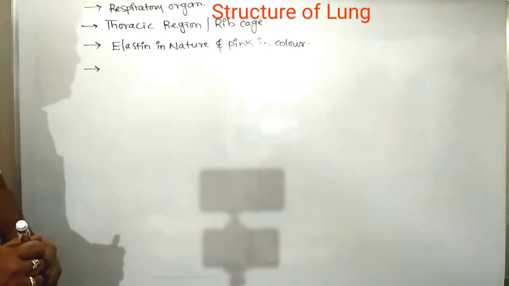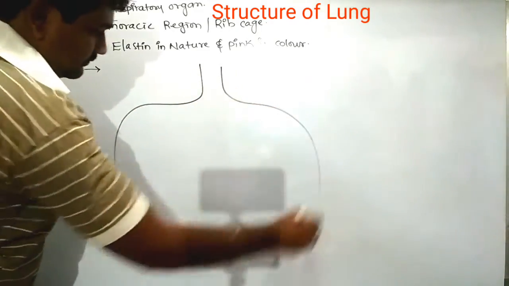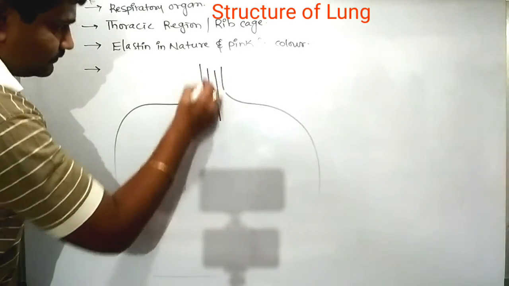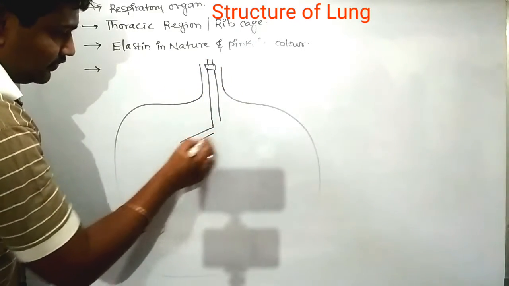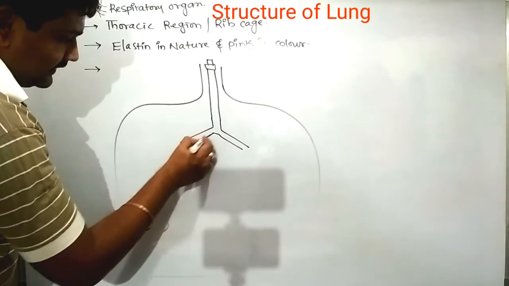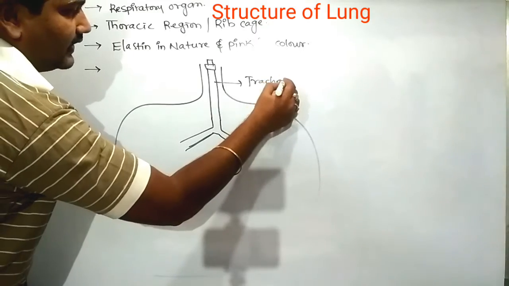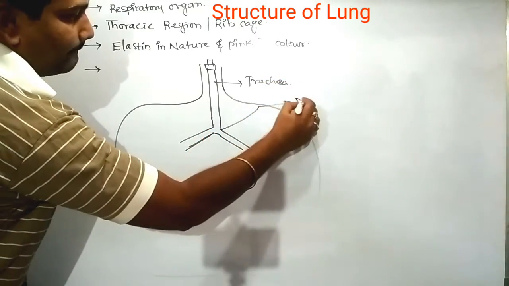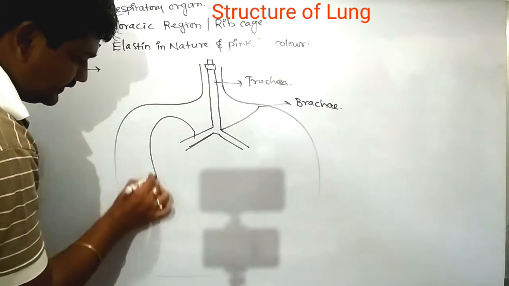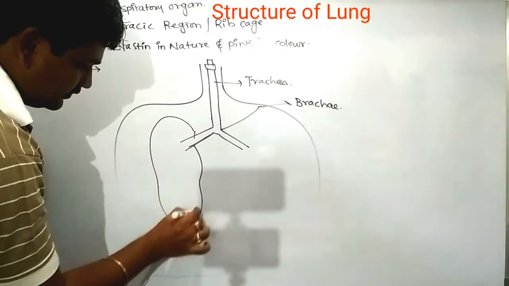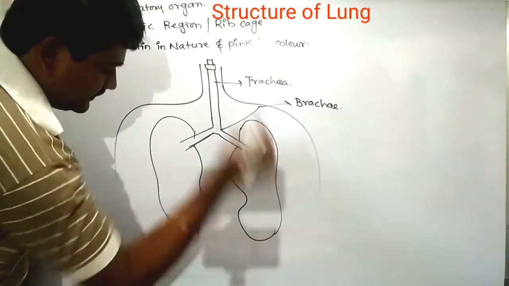So we are discussing the structure of the lung. First let's draw the diagram. The trachea splits into two branches, that is known as the bronchi. So this bronchi is able to form the two lungs. These are spongy in nature.